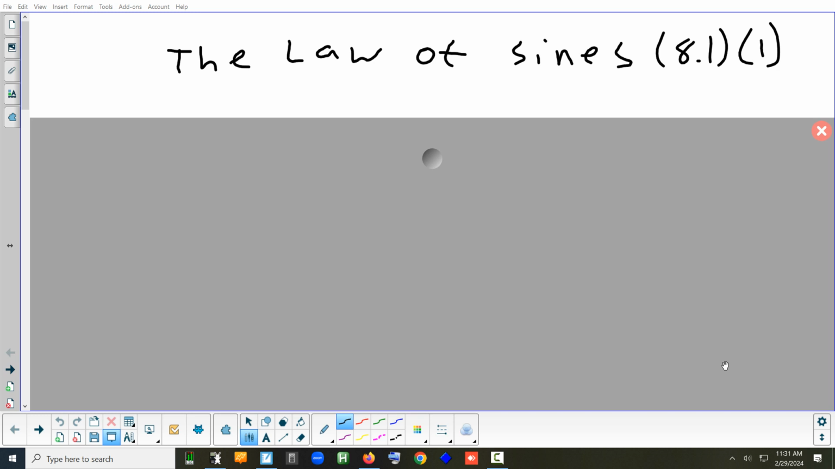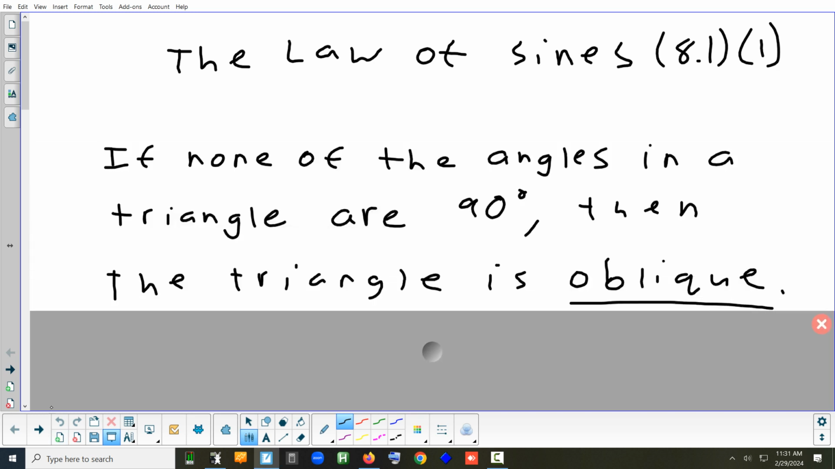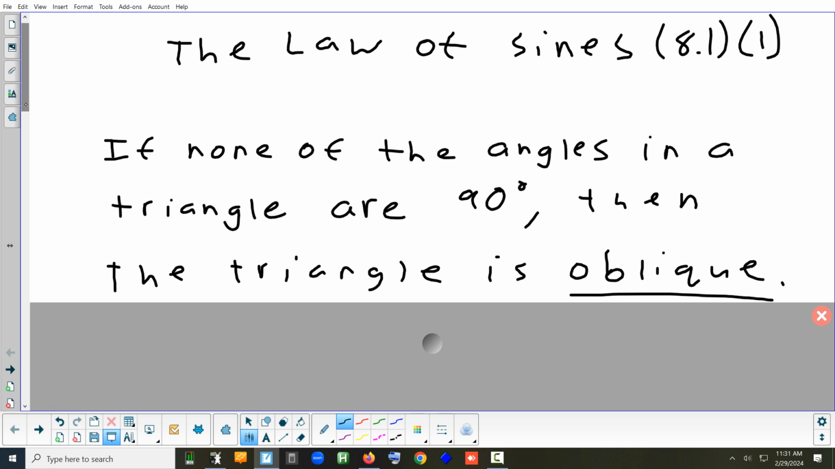All right, so the last section we are going to look at is called the law of sines. This section is not abstract at all, very concrete. What we're looking for is how long are the sides in a triangle and how big are the angles.